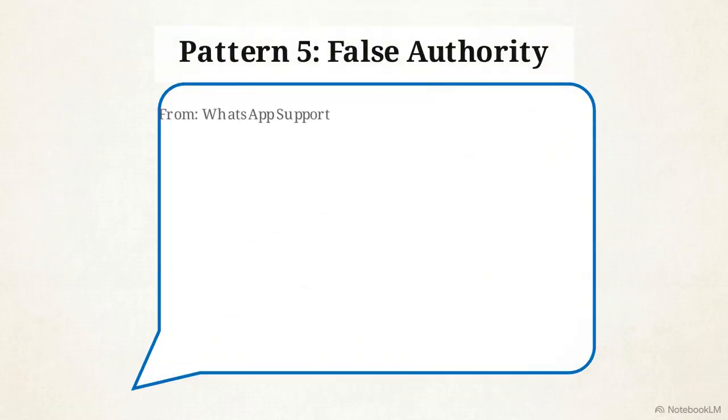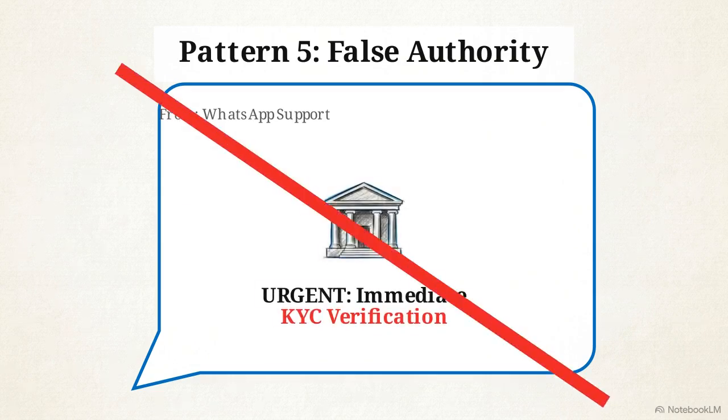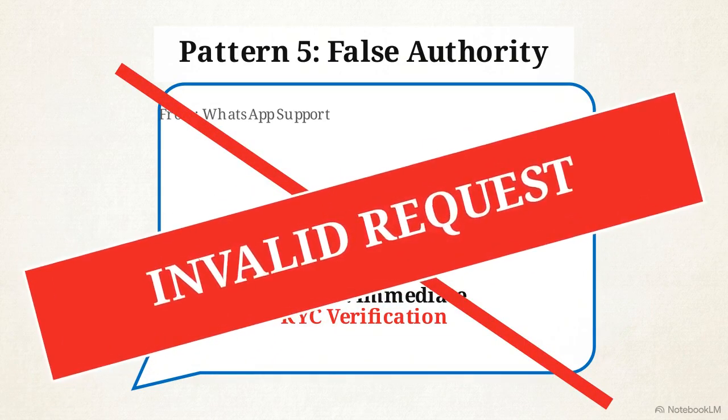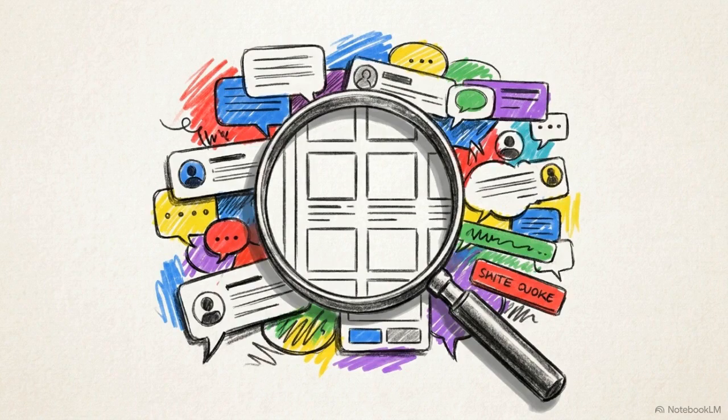Pattern 5 is false authority. This involves messages from WhatsApp support or a bank demanding immediate KYC verification. Real institutions never initiate urgent account actions or security requests through a private chat message. Recognizing these 5 structural pivots allows you to identify a scam regardless of how persuasive the AI-generated script might be.